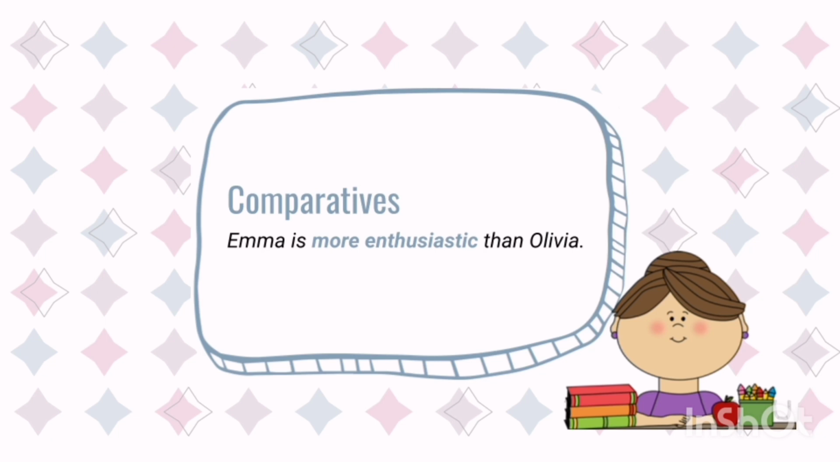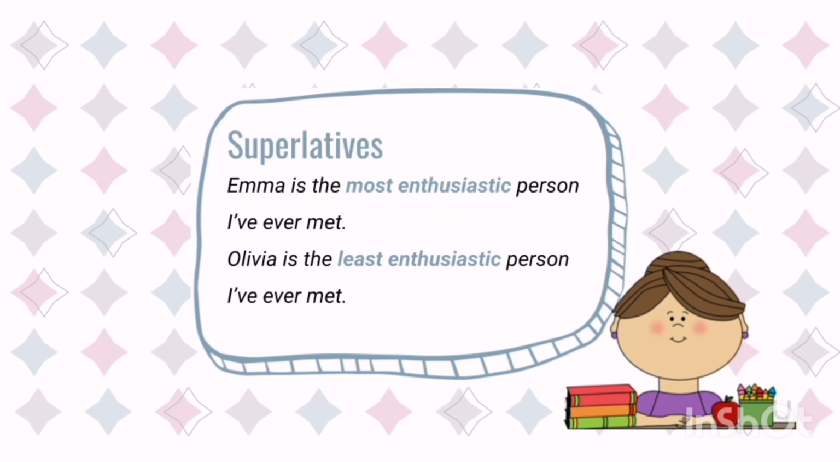Emma is more enthusiastic than Olivia. Or in the form of superlatives, which is when we want to say that the person or thing has more of that quality than anything or everyone else, or less. So we can say, Emma is the most enthusiastic person I've ever met, or Olivia is the least enthusiastic person I've ever met.